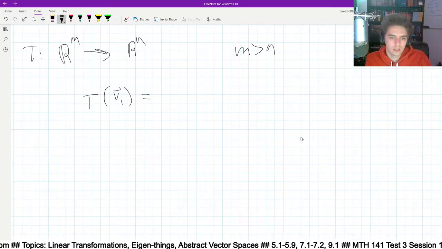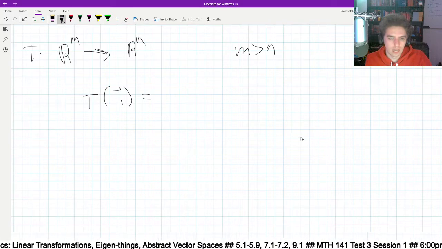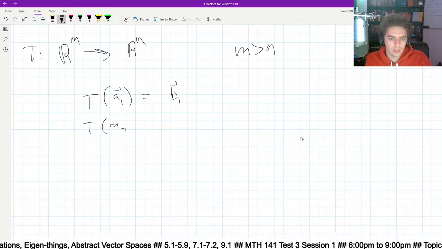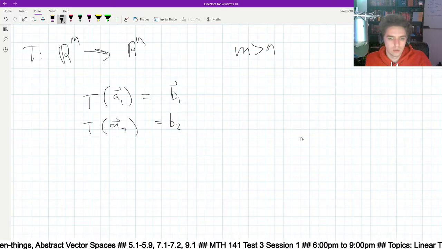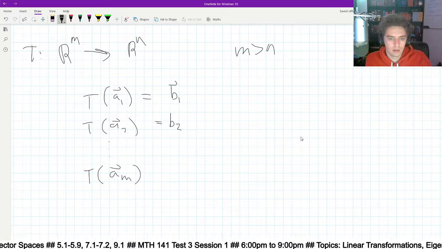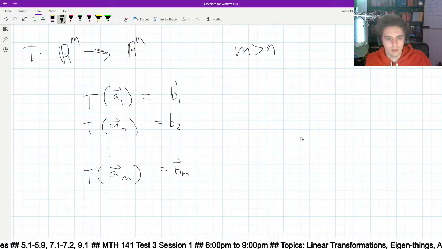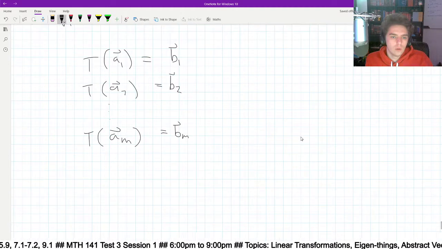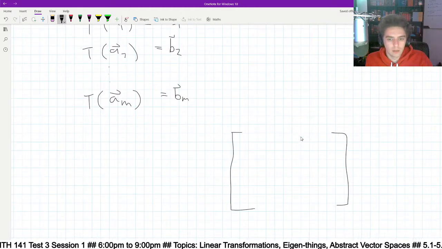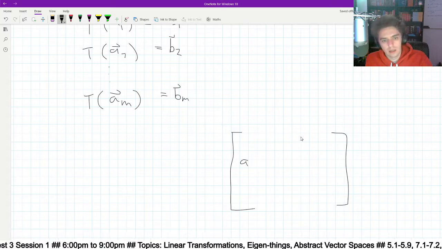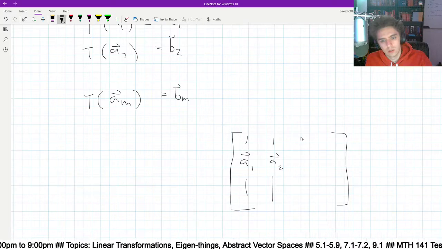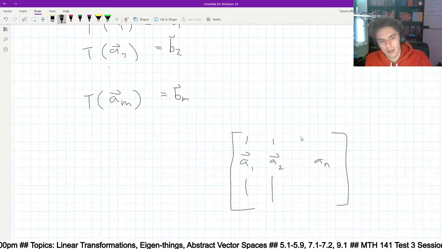T of A1 equals B1, T of A2 equals B2, and we must be given m of them, up to T of AM equals BM, okay? So with that, we can form the inverse matrix thing here, right? With that, we can form this. And this will be A1, A2, up to AM.